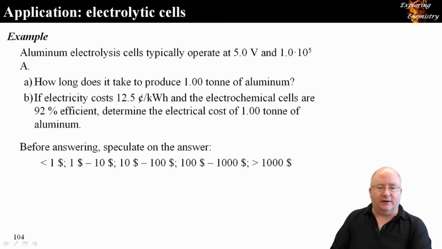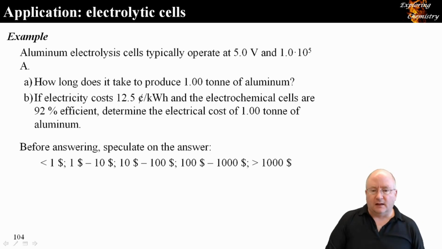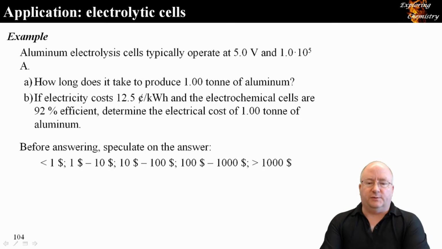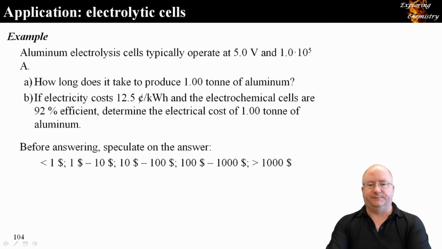Most people say $10 to $100 or maybe $100 to $1,000. The actual cost to produce 1 ton of aluminum under those conditions is actually just over $2,000. So aluminum is an expensive metal to produce. $2,024, but with sig figs it's around $2,000 to produce that amount of aluminum.